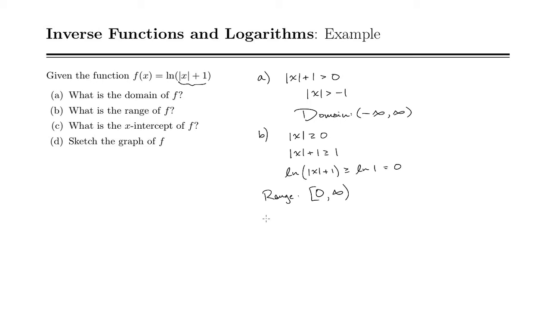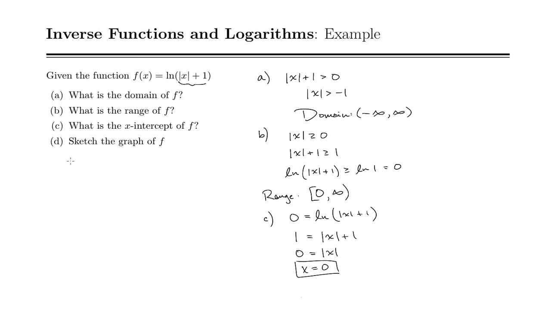For part C, the x-intercept of f is when the output is 0. So we take our function and set it equal to 0. 0 equals the natural log of absolute value of x plus 1. And then we can just solve for our x. So do e raised to both sides. We get 1 equals the absolute value of x plus 1. And then we subtract 1 from both sides. We get 0 equals the absolute value of x. So of course that means that x must equal 0. So that's our x-intercept.